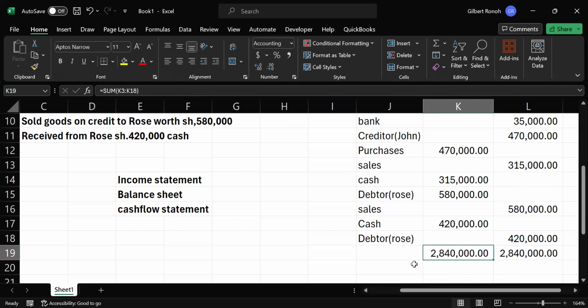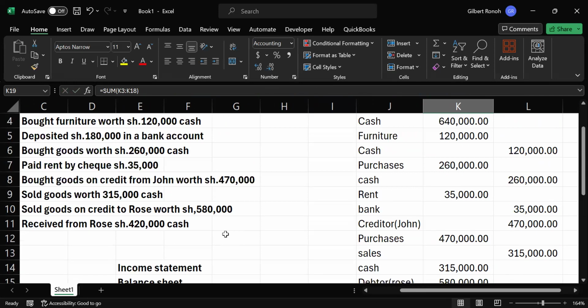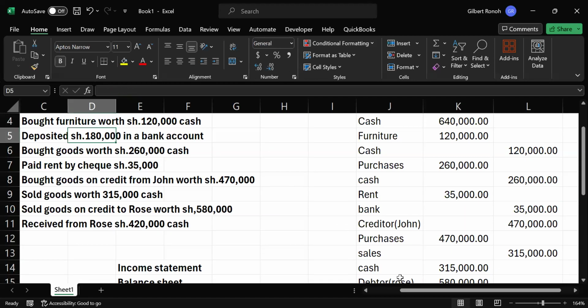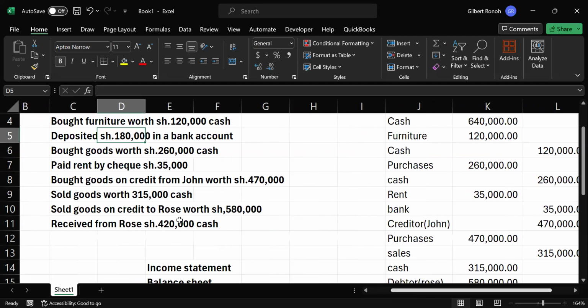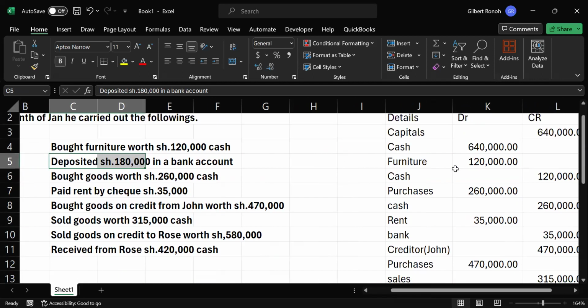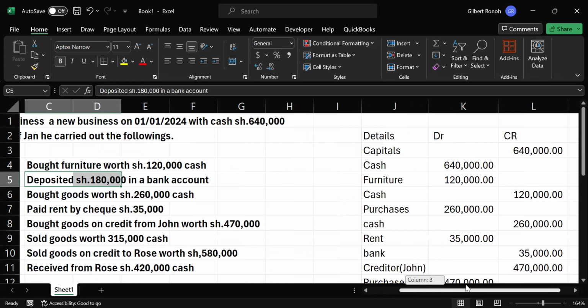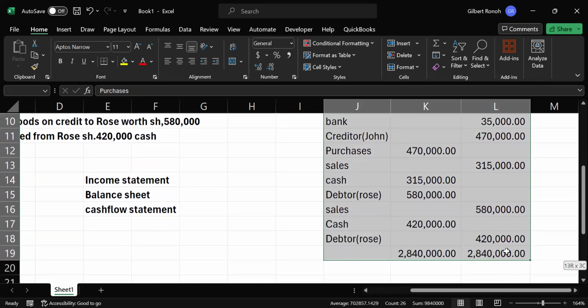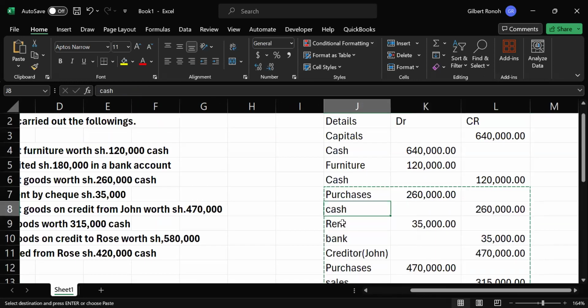Yeah, so the account may balance now, even though I think there may be something missing. There is 35, 315, 180. Where did we record 180? We skipped that 180. There is a deposit. Deposit of 180,000 in the bank account. So they deposited to the bank account. So there is a deposit.